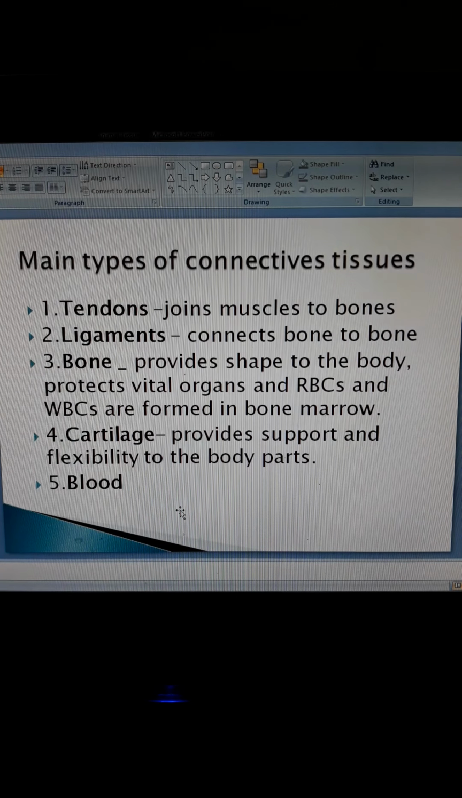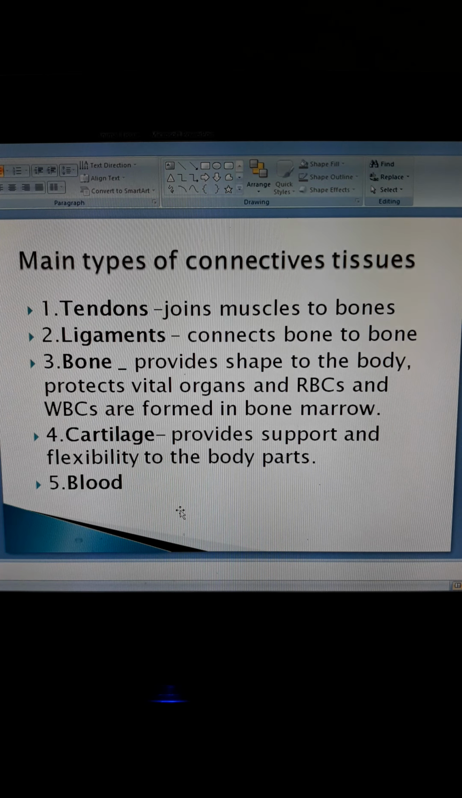Now, on the basis of structure and function, connective tissues are divided into connective tissue proper, skeletal tissue, and fluid connective tissue. But collectively, for all the three, we can get these five following main types of connective tissues. First one is tendons. Tendons help to join muscles to bones, and they also help in the movement of the bones when contraction or relaxation of muscles takes place.